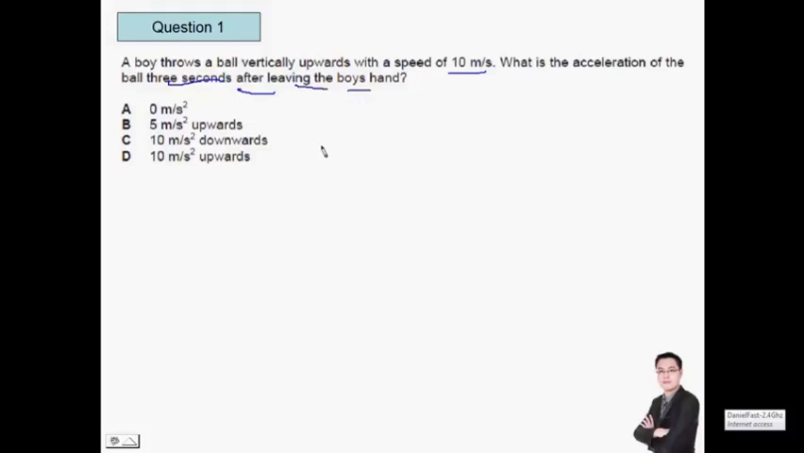Now, as the ball is being thrown vertically upwards, it is constantly subject to gravitational acceleration, or in this case, gravitational deceleration. The value of gravitational acceleration is 10 meters per second squared. Because gravity is acting downwards, the acceleration in this case will always be downwards. Answer is C.